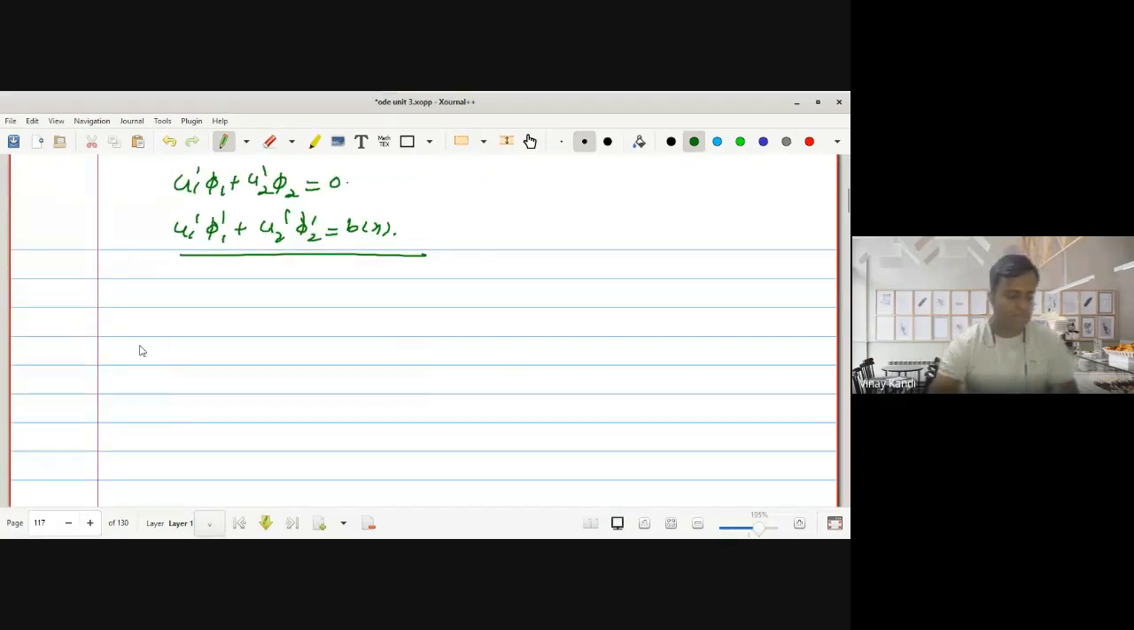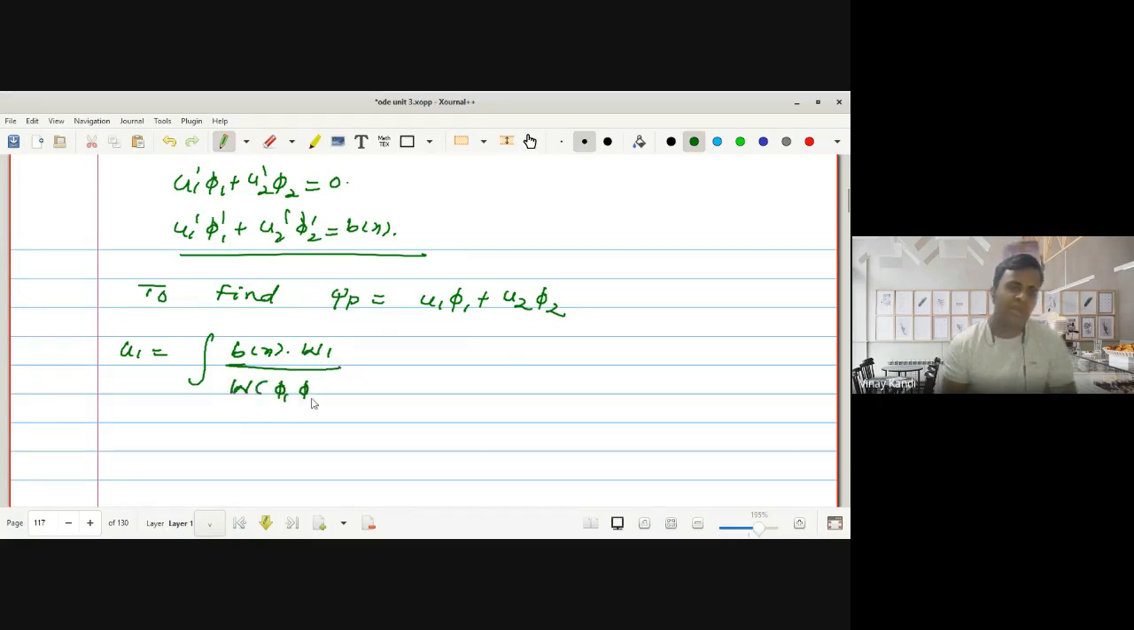Okay, so to find the value of psi p, psi p is equal to u1 phi1 plus u2 phi2, where u1, what is u1? Integration of b of x, w1 upon rho square of phi1 phi2 into dx. This is the u1. What is your w1? First column replaced by 0 and b of x.